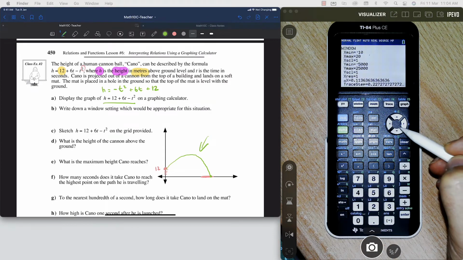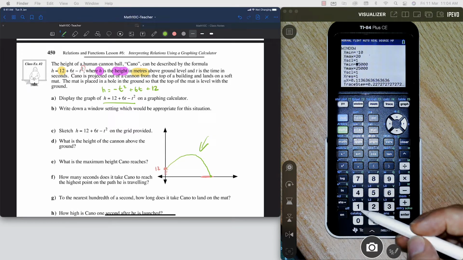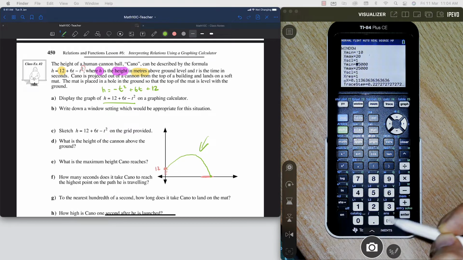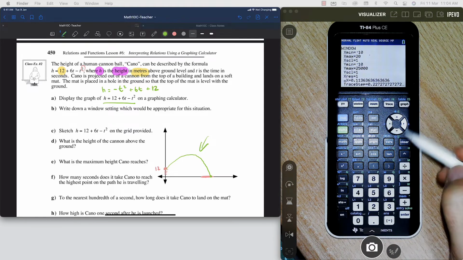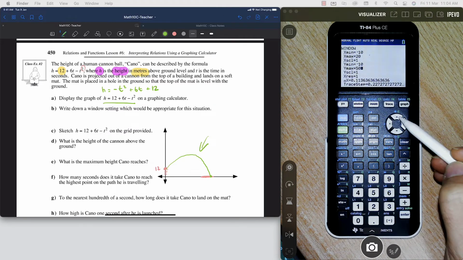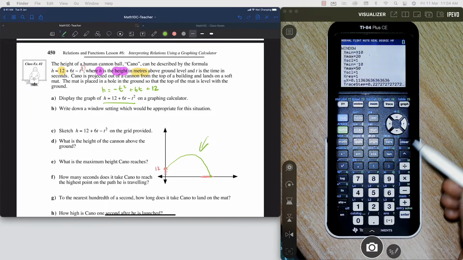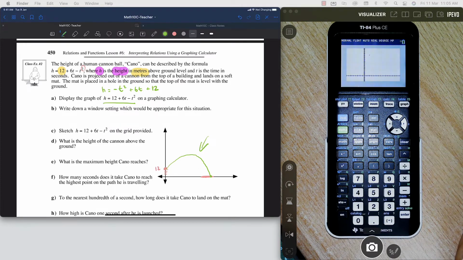So I need to come down here. Now the y minimum, it's not really going to go below zero, but we'll start off with maybe negative 10, just to show a little bit below there. And our y max, we're just going to have to guess how high it's going. So it's starting off at 12 meters. I'll try something like 50 meters. Our x minimum, again, I don't need to go all the way back to negative 10, but we'll leave it there for right now. And the x max, well, we'll see what happens here. Boom. Okay, so that's not too bad.